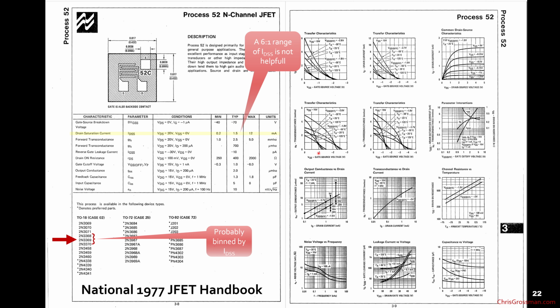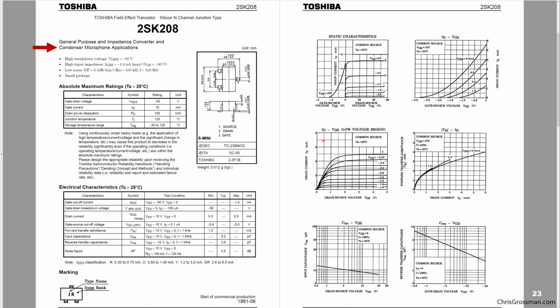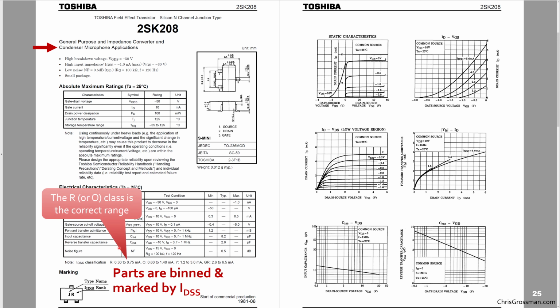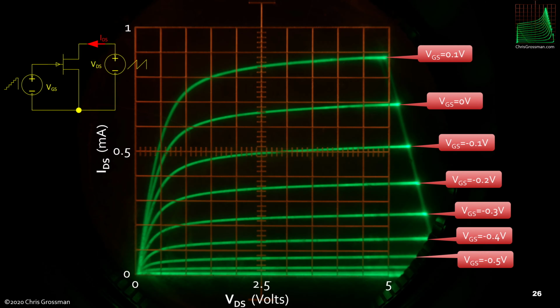So this really wasn't too helpful either. So just out of curiosity, I looked at Mouser and DigiKey, and they both sell this Toshiba transistor, which is made for condenser microphone applications. You can see down here that the parts are binned and marked by IDSS. And if I wanted to use one for this circuit, I'd use the R or the O class because their IDSS is in a range that will work.